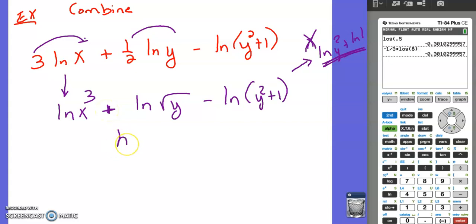All right, so again, if we combine this together, remember the plus sign means multiplication, so we're going to do ln. I keep wanting to write an H for some reason. So ln, I'm going to multiply those together, so x cubed, the square root of y. And then subtraction means division, so I'm dividing it. Notice what I'm doing is I'm taking 3 natural logarithms and I'm combining it to 1. That's really what combining is.